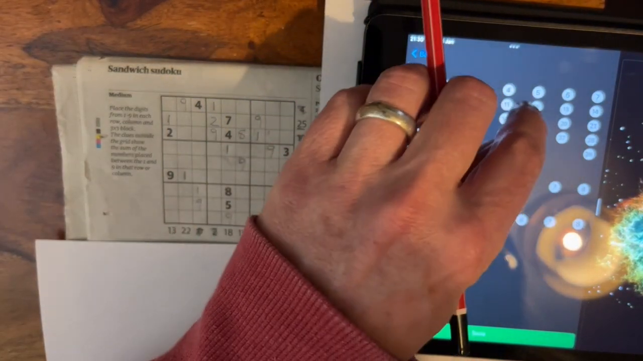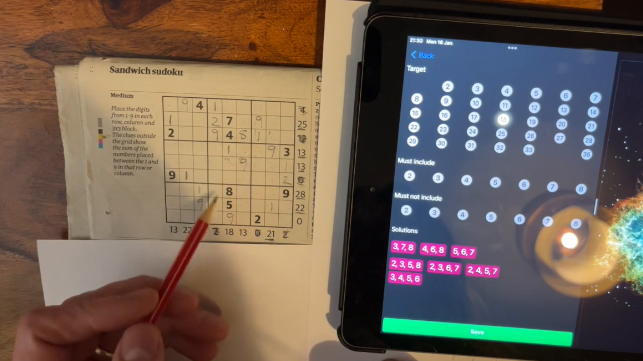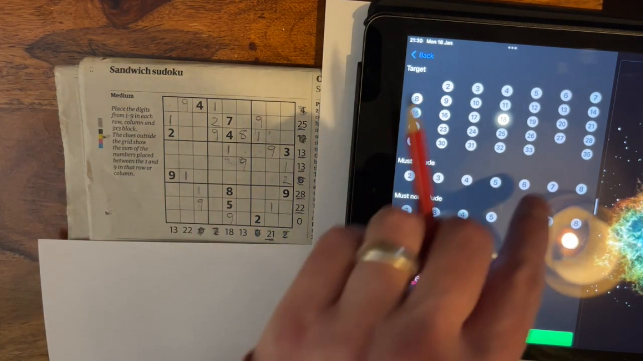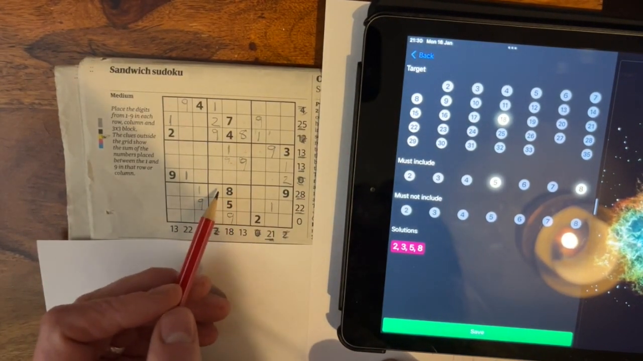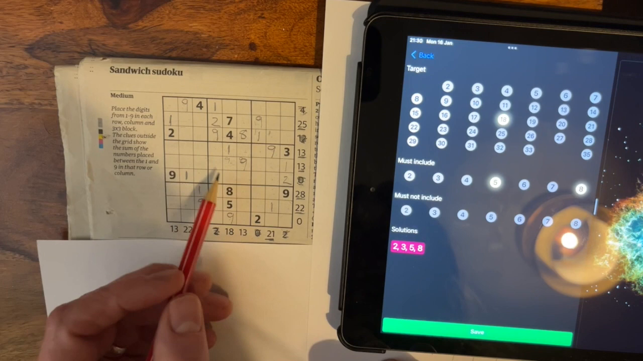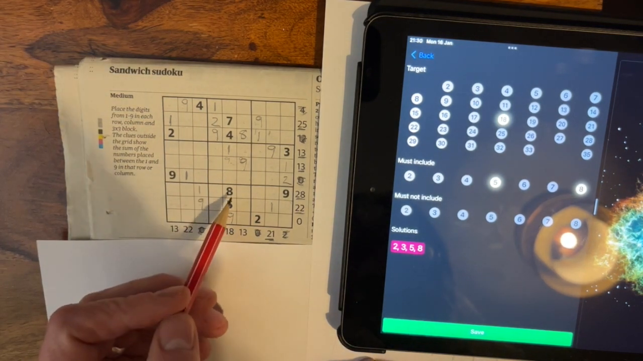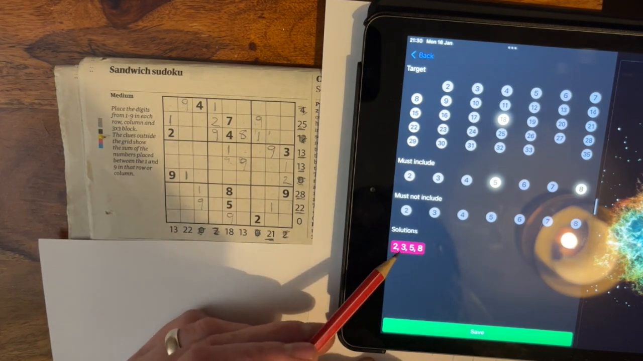18. And it's an 8 and a 5. It must include an 8 and a 5. Oh, okay. So it does tell us. Right, excellent. So we've got the 8 and the 5. That leaves 2 and 3.